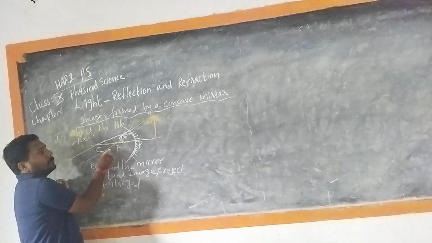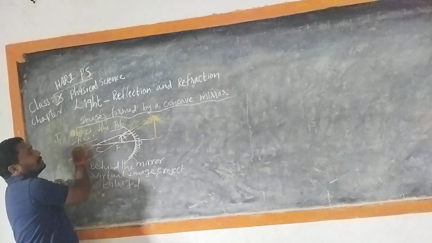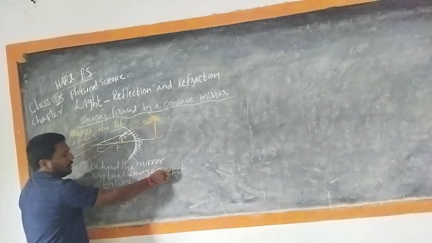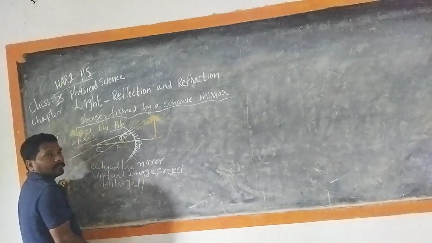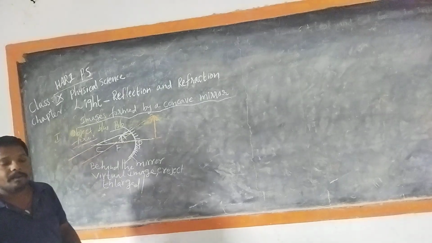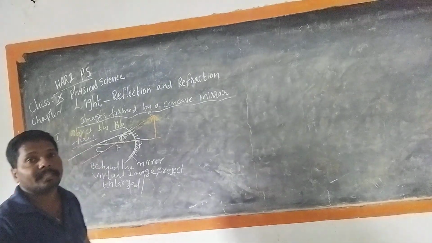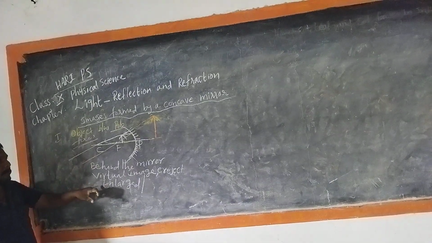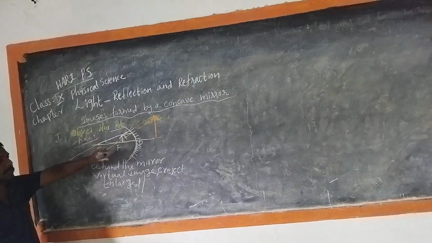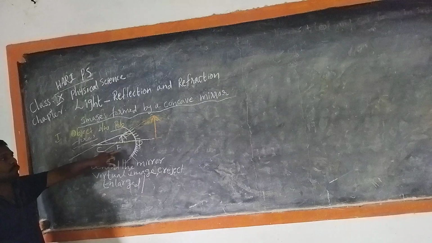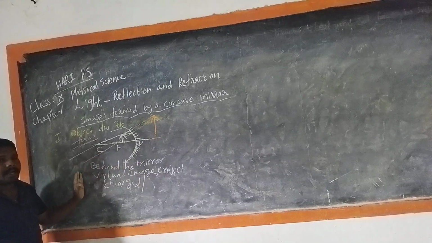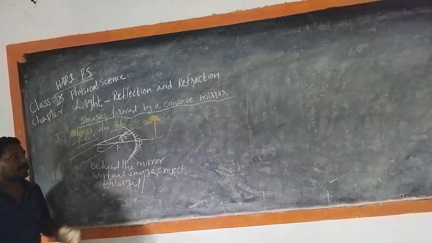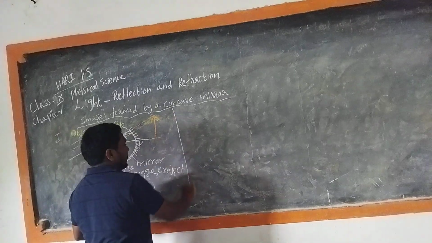If we place the object between the pole and the focus, the image is formed behind the mirror. Virtual image, enlarged image means the size of the image is larger than the object. This is the image formed by the concave mirror. If we place the object between focus and pole, the characteristics of the image are: behind the mirror, virtual, erect and enlarged.